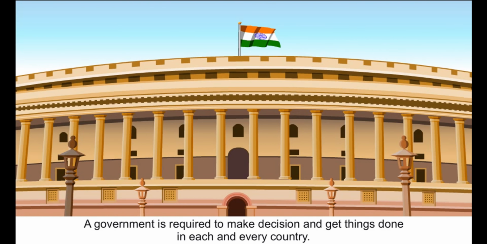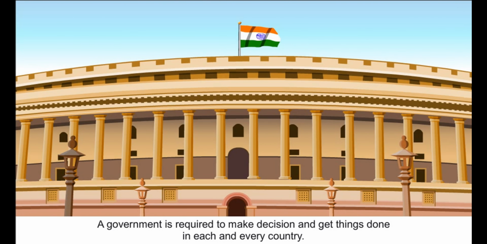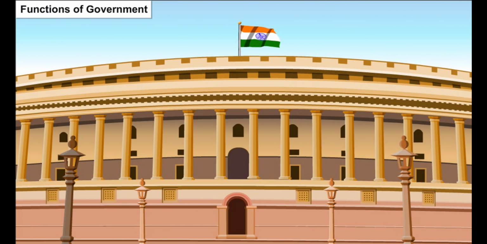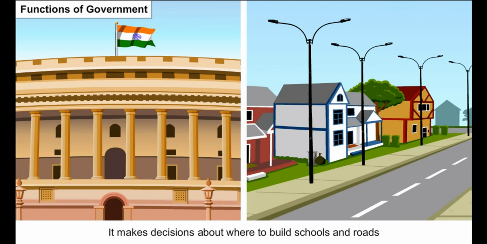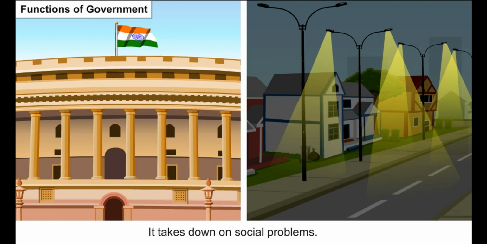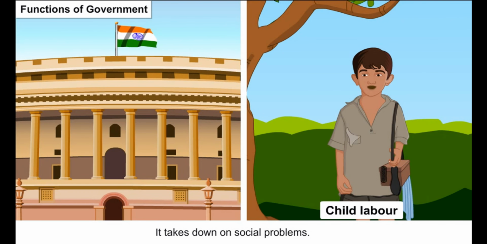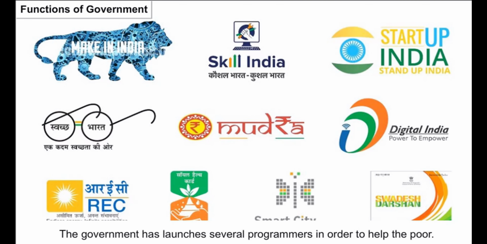Functions of a government. A government is required to make decisions and get things done in each and every country. It makes decisions about where to build schools and roads. It decides the ways to increase the supply of electricity. It takes action on social problems. Example, the government has launched several programmes in order to help the poor.